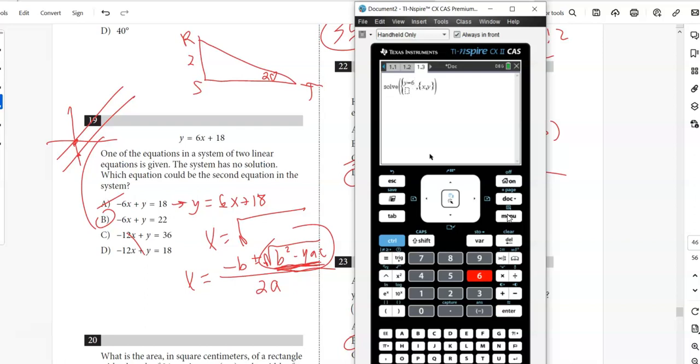y equals 6x plus 18. The second one, we're going to type in what we think it is, negative 6x plus y equals 22. What's the calculator going to tell us? I'm curious. False. So instead of saying no solution, it says false. If I copy and paste that and change it to be 18, what would the calculator tell us?